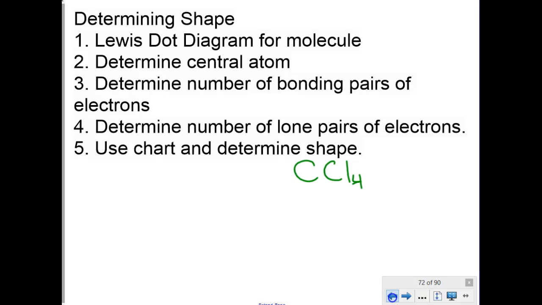Do you remember how many dots that C gets? 4, because it's in group 4A. 1, 2, 3, 4. You have 4 chlorides. Do you remember how many dots chloride gets? 7. That's group 7A here.